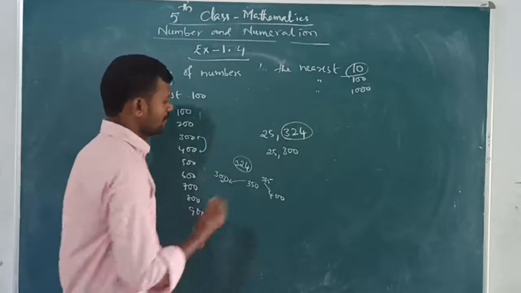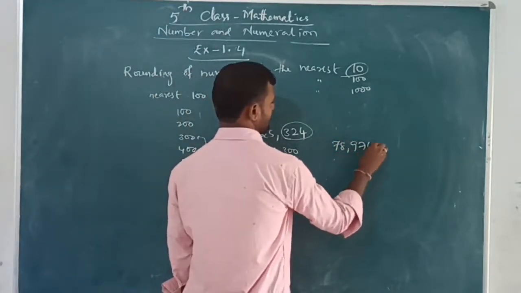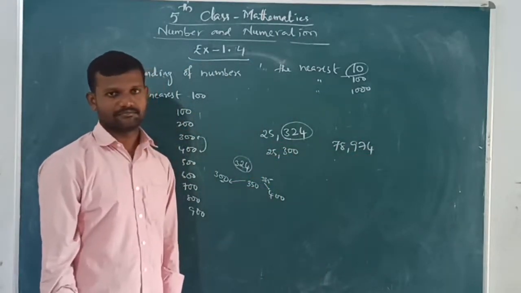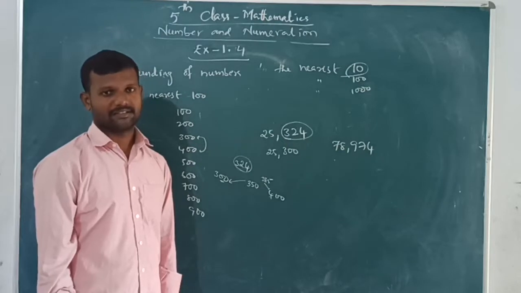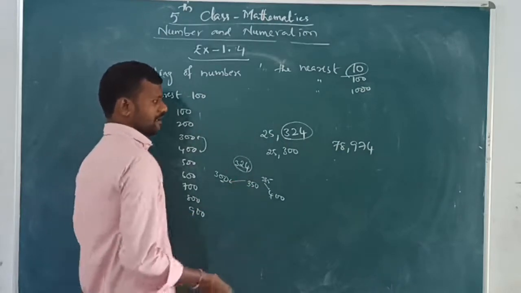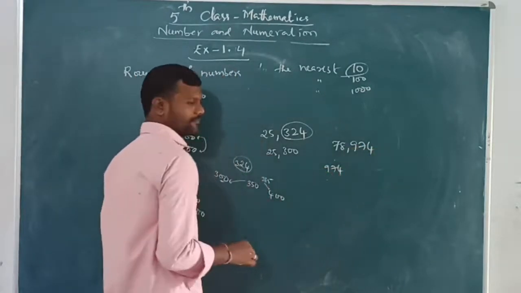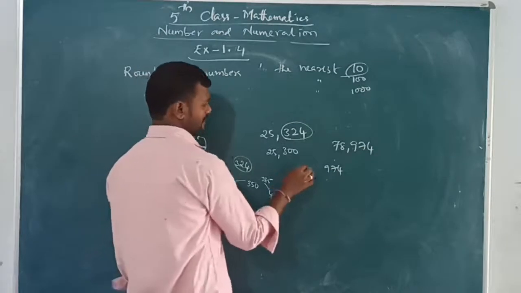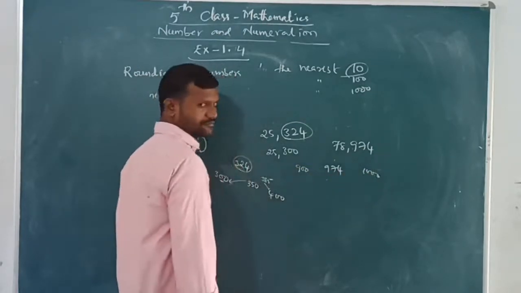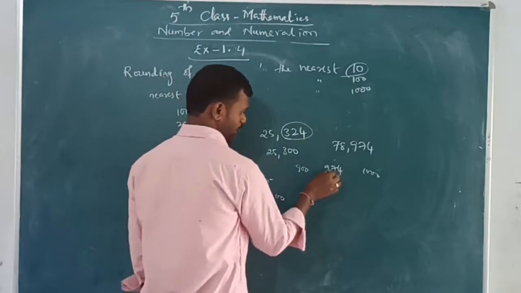Okay. So example, another number I will use, 78,974. Round off it to the nearest hundreds. Hundreds means we should take ones, tens, hundreds. 974 we have to take. So 974 lies between what? 900 and 1000. So 974.